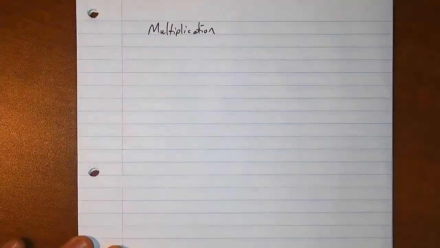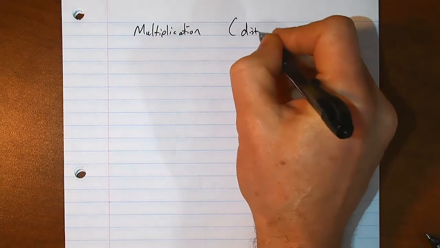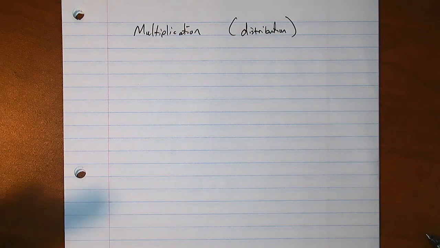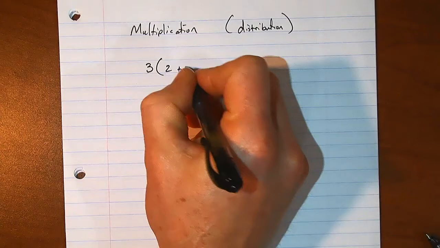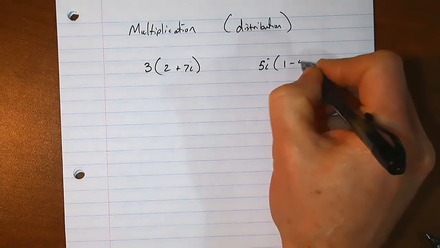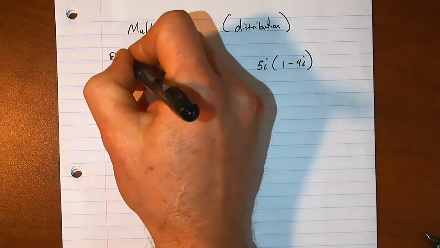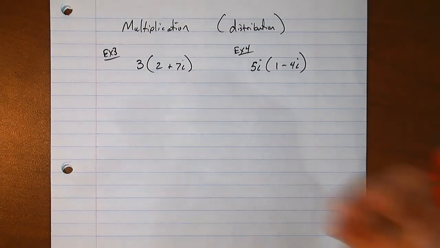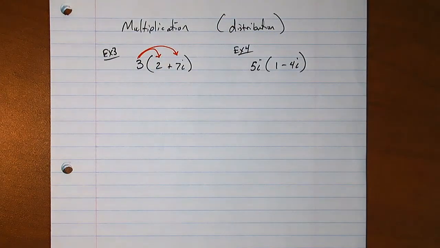Okay, multiplication, just like it was with polynomials, is a process of distribution. So if there's only one thing in front of your complex number, so let's suppose I've got a 3 times 2 plus 7i, or maybe I have a 5i times 1 minus 4i, okay? In both of those situations, so I guess this is example number 3, and this is example number 4, in both of those cases, it's relatively straightforward distribution. I'm only distributing one thing. Back when we learned about polynomials, we just called that a single distribute.